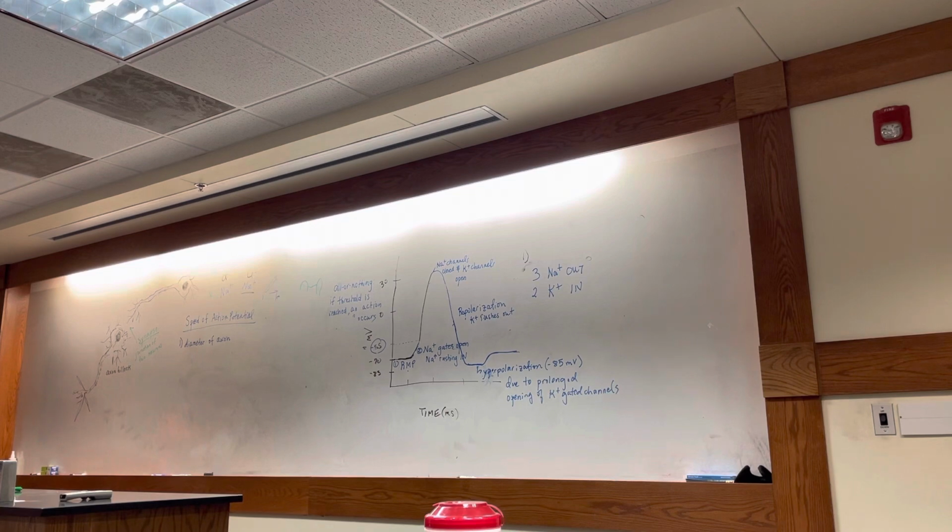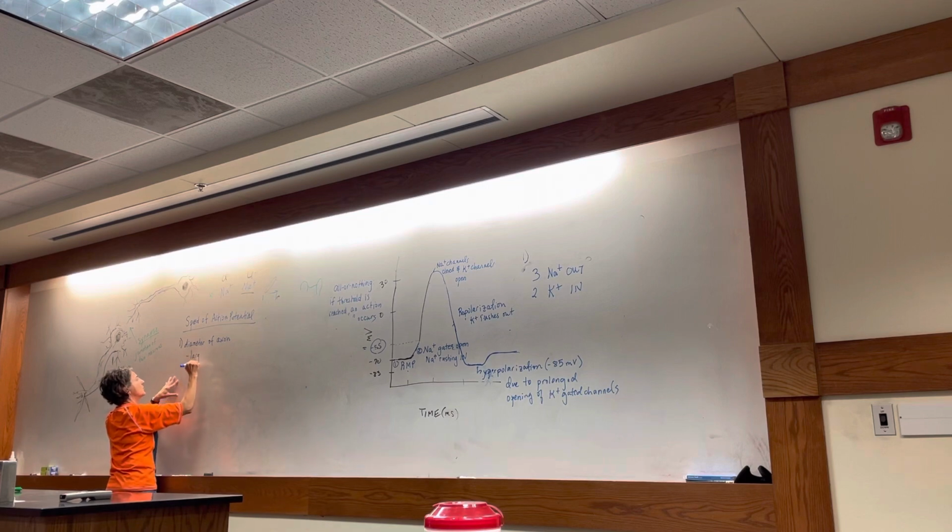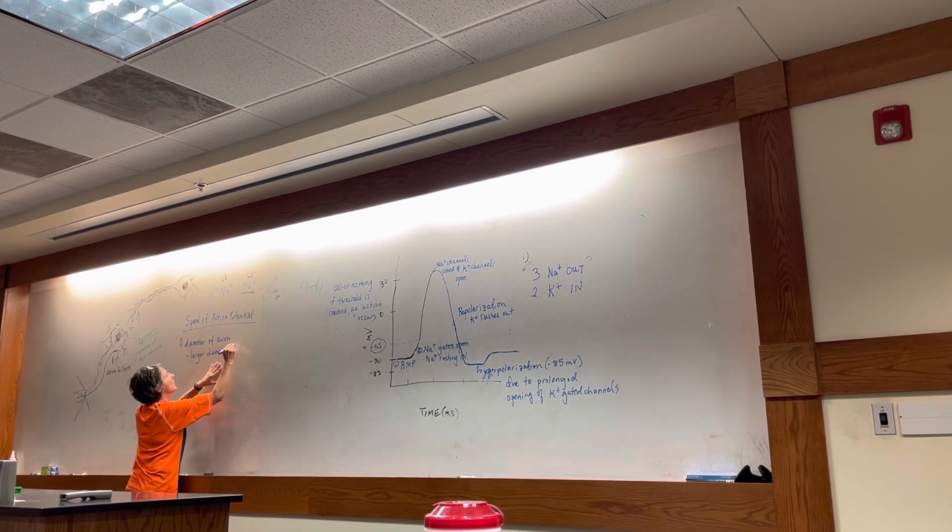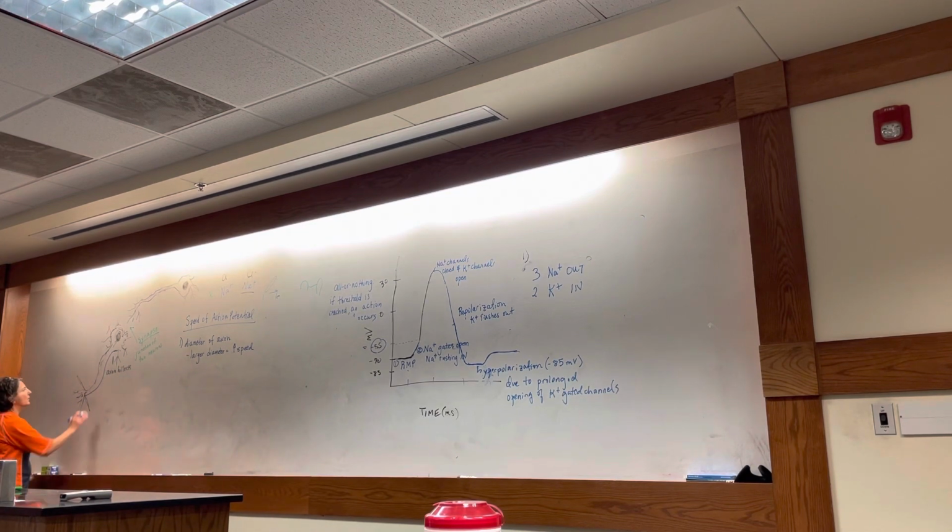A larger diameter increases the speed. Now, why would that be? Here you've got to just kind of visualize. Let me draw one that's small. Here's a large diameter axon. Here is one that is not as large of a diameter.